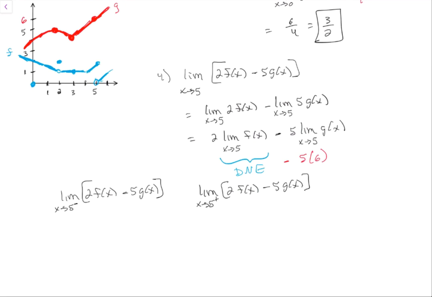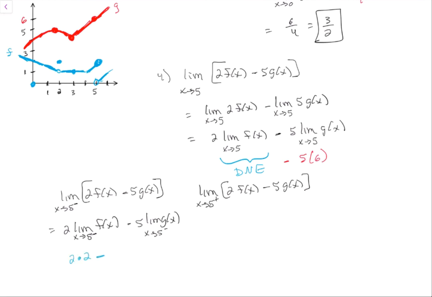I'm going to skip the steps where I come all the way down to 2 times the limit of f of x as x approaches 5 from the left, and then minus 5 times the limit of g of x as x approaches 5 from the left. So let's see what we get here. What is the limit of f as x approaches 5 from the left? Again, I'm looking at the blue graph, right in front. As x approaches 5 from the left, my f function is trying to get to 2. So I'm getting 2 times 2 here.